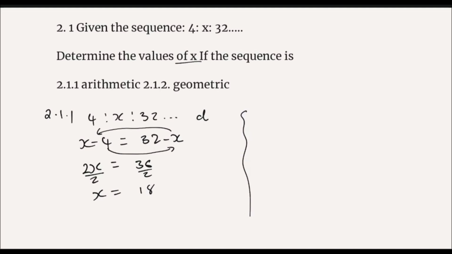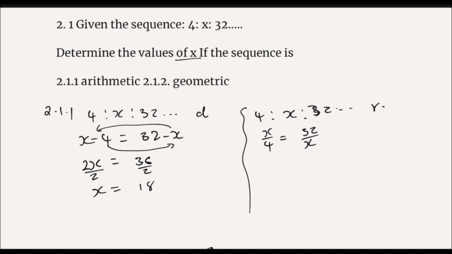All right, now let's go to 2.1.2, which says determine the value of x if the sequence is geometric. All right, so if the sequence is geometric, we know that it's going to have a what? A common ratio or constant ratio r, right? So let's use that to our advantage, and r is equal to t2 divided by t1, which is equal to t3 divided by t2. All right, so now that we have this, let's cross multiply these.